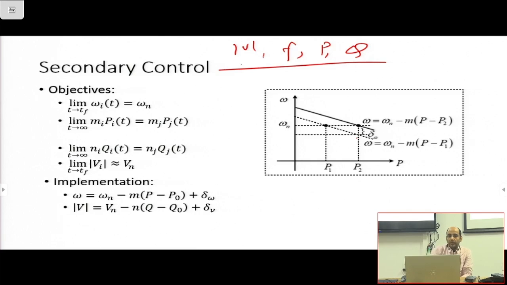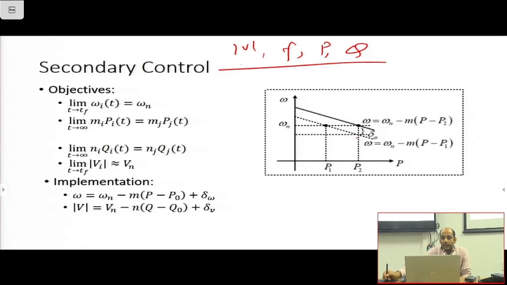So the frequency restoration and the voltage restoration have to be done within a finite time duration, and therefore limit t tends to Tf, finite time. The sharing has to be done at steady state, whatever that steady state is, and therefore limit t tends to infinity is given. So how do we do this? How do we achieve these objectives?